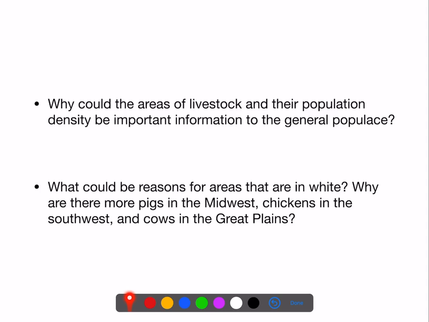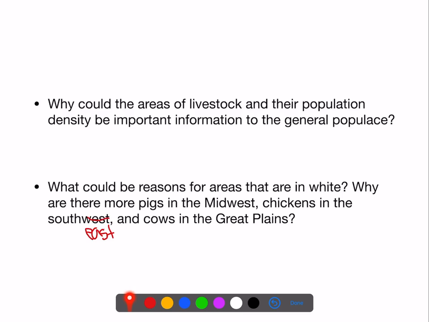So it leads to us knowing more about these environmental issues that could be occurring as well down the road. What could be reasons for areas that are in white? Why are there more pigs in the Midwest, chickens in the Southeast, that should be east here, and cows in the Great Plains?